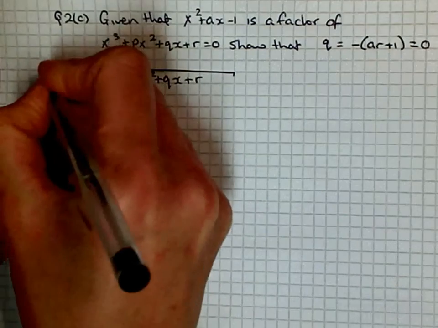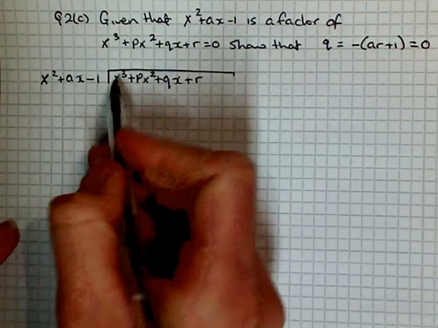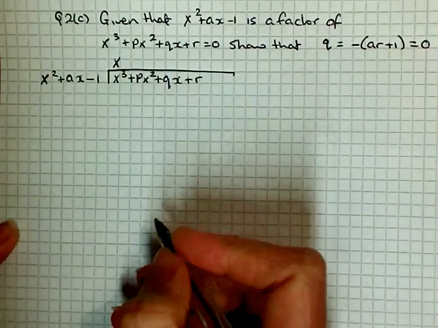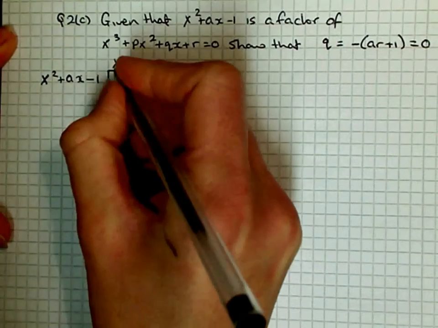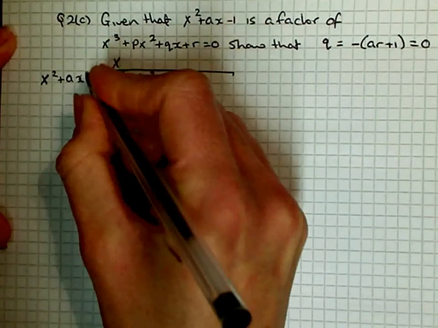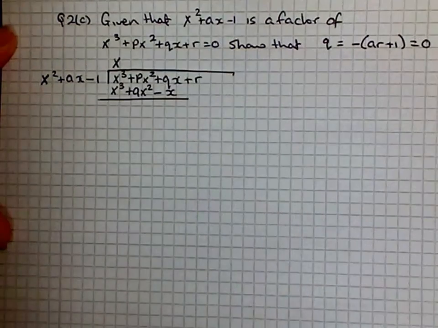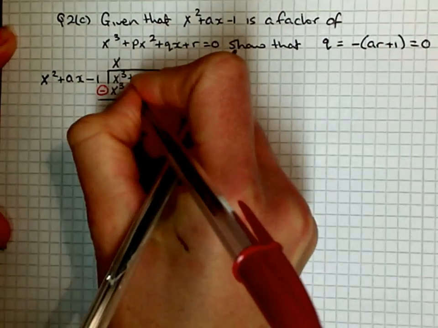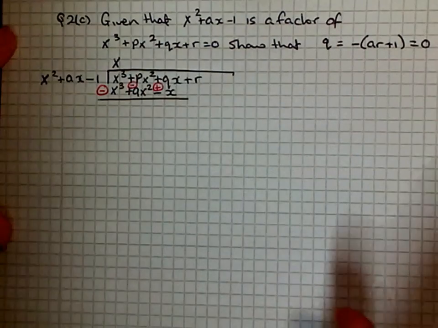Okay, so what do you multiply x squared by to give you x cubed? You multiply it by x. So x by x squared is x cubed, x by ax is ax squared, and x by minus 1 is minus x. Draw your line, change your sign, so minus, minus, and that becomes a plus.